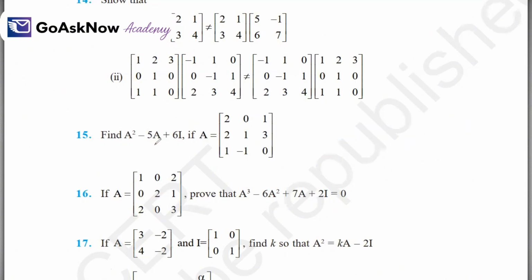Then you have to find 5A and subtract that from A square, and then 6I will be 6 into the identity matrix. Just substitute all the values there, you will get the result.